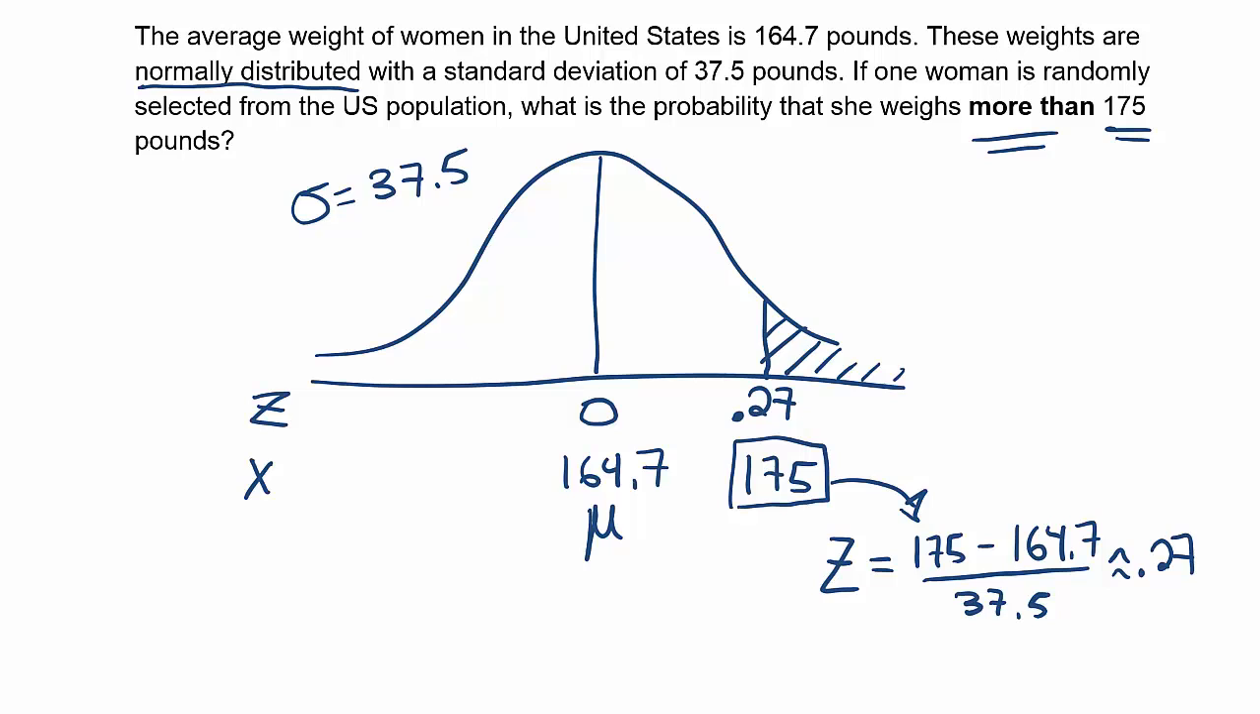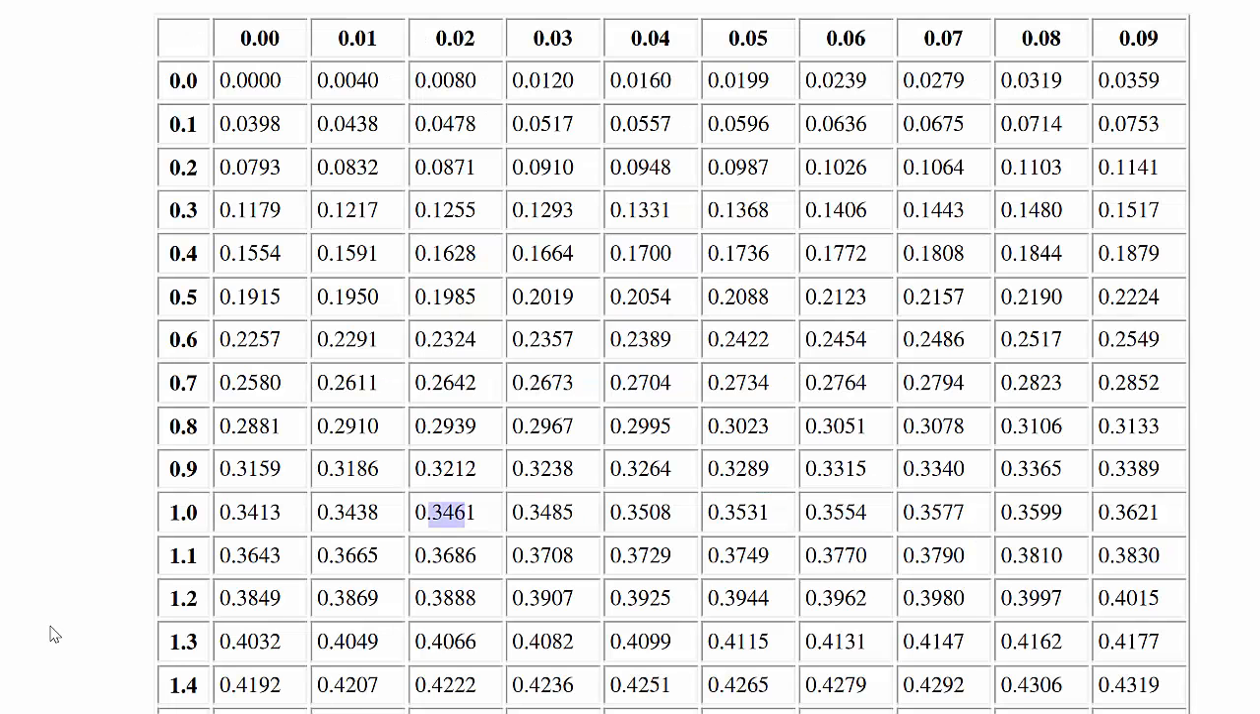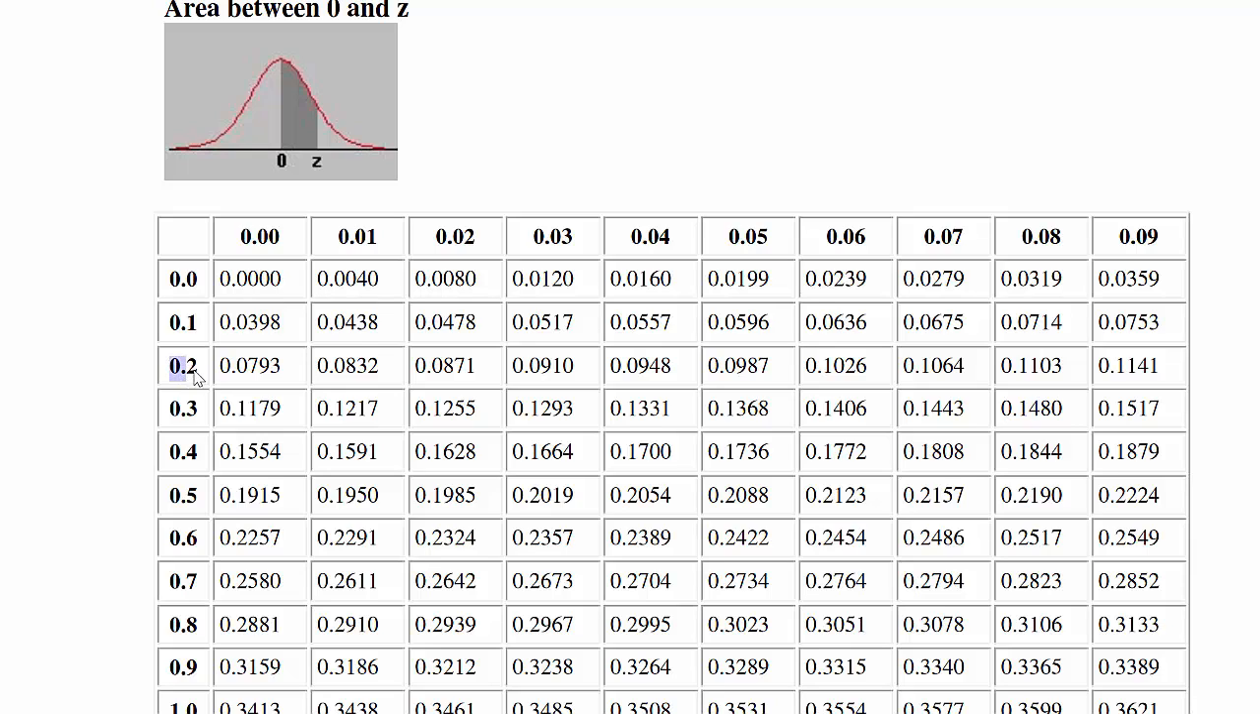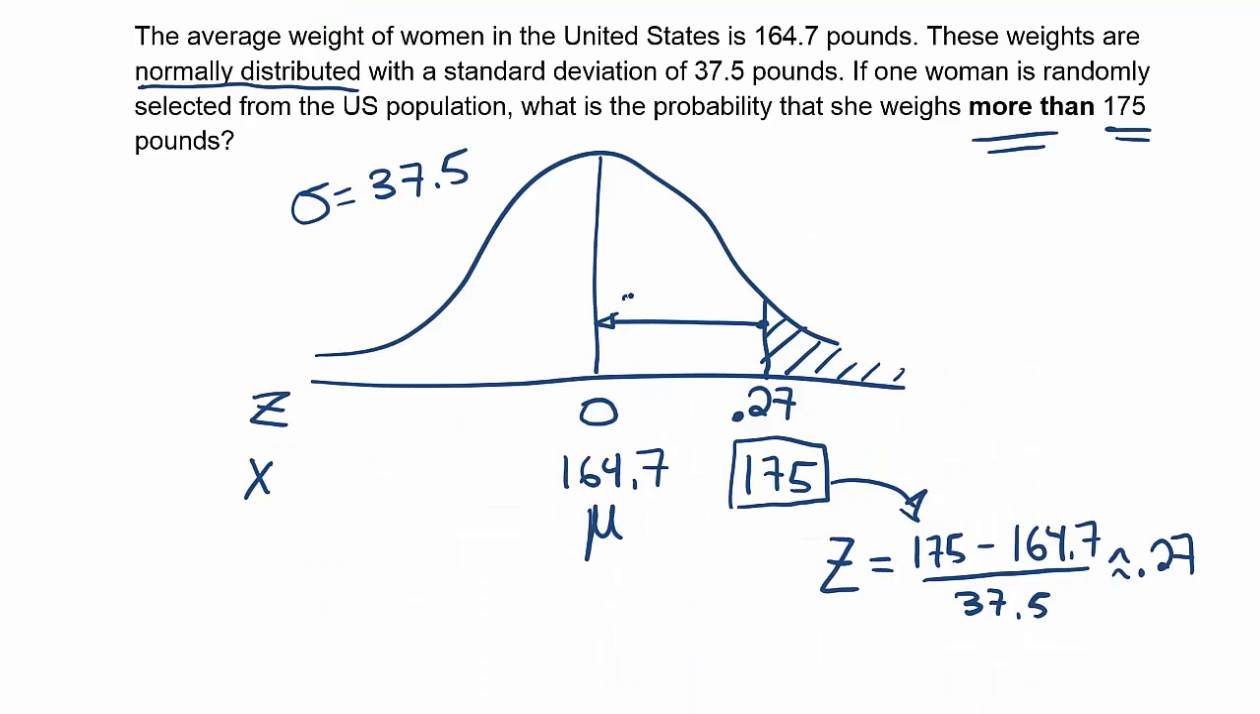Okay, and if I look up 0.27, I'll get the area from here to here, which is not the area I'm looking for, but I can use it to get the area I want. So let's go to our z-chart and look that up. We're looking for the z-score 0.27 to find the area associated with that. So I look up 0.2, then 7 here in this column, and I find the answer 0.1064. Now, that's not the area I'm looking for.